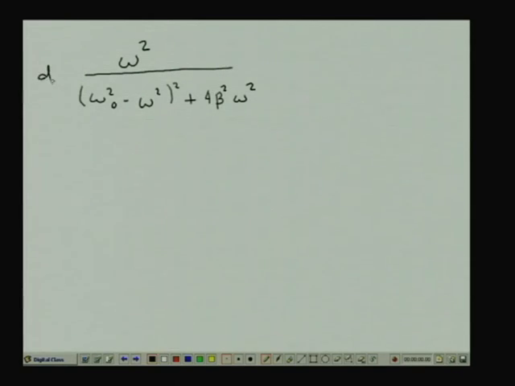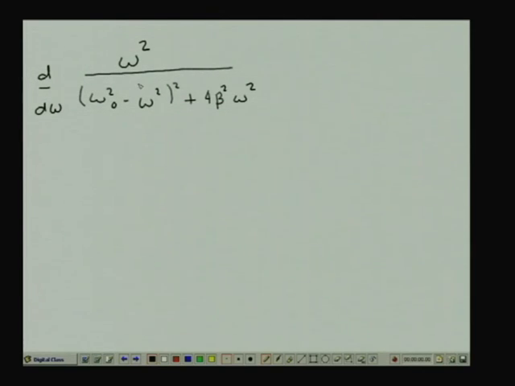So, the quantity that we have to differentiate is omega square divided by omega naught square minus omega square, the square of this, plus 4 beta square omega square. This is the angular frequency dependence of the average power of the Lorentzian profile, and we wish to find the value of the frequency where the Lorentzian has a peak. So, we need to differentiate this and set the derivative equal to 0.